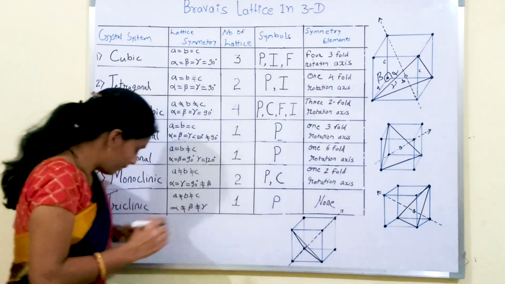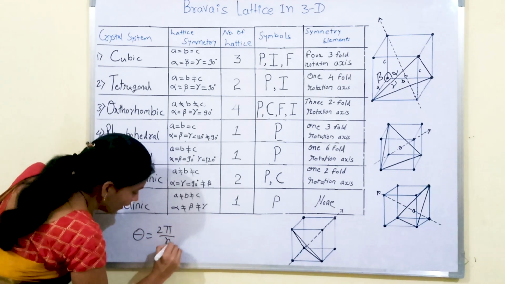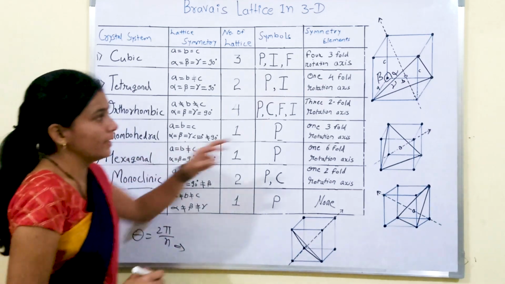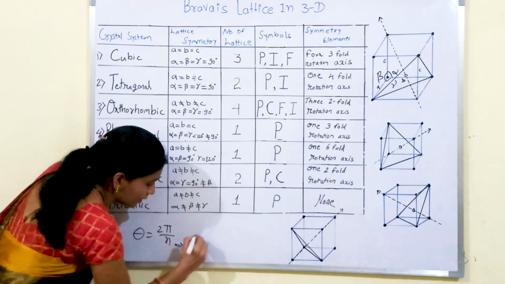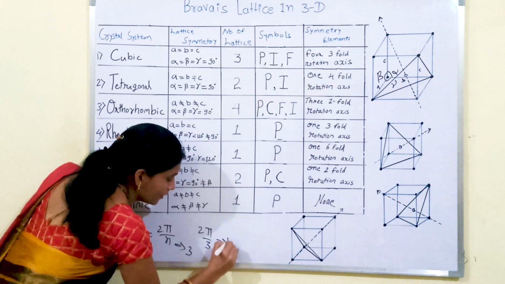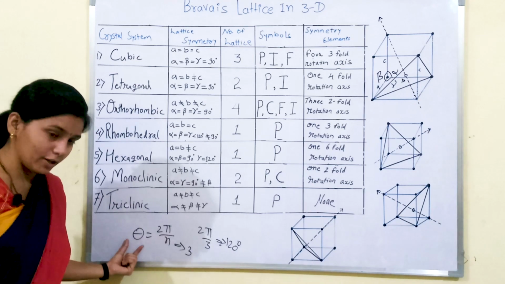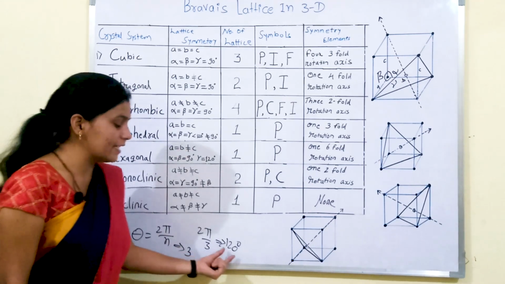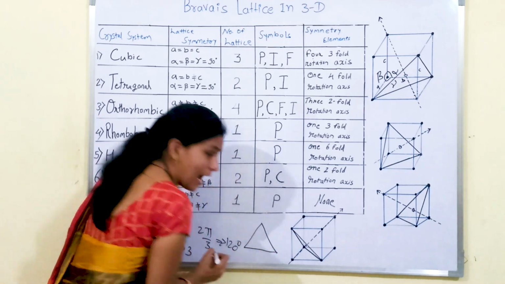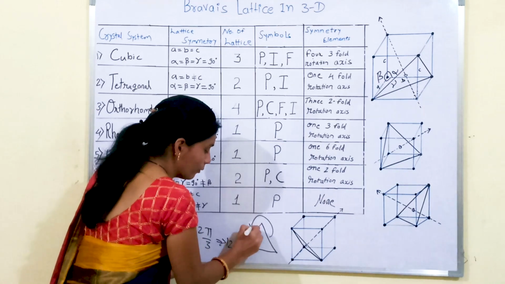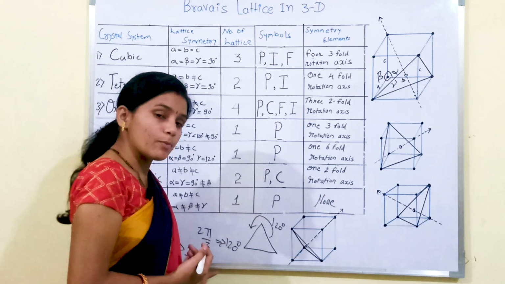Okay, so we can explain for a 3-fold rotation axis, theta is equal to 2 pi by n. If it is 3-fold, we put n is equal to 3, so 2 pi by 3, which is 120 degree. So for the 3-fold rotation, n is equal to 3 and theta is equal to 120 degree. Then if we have one triangle and we rotate it 120 degree, we will get a similar triangle. Okay, this is for 2D.